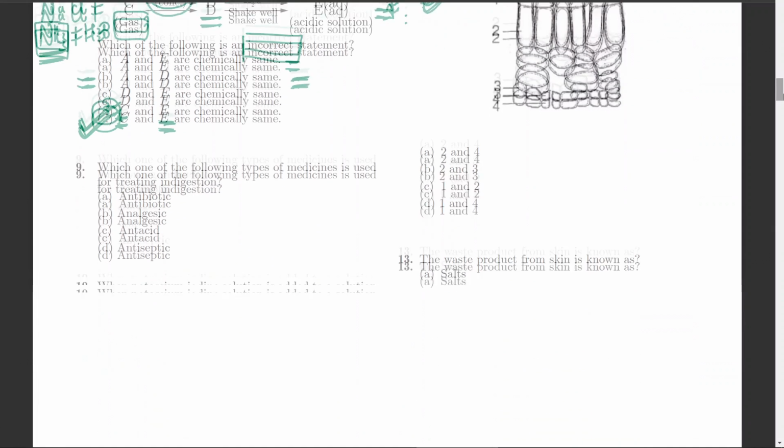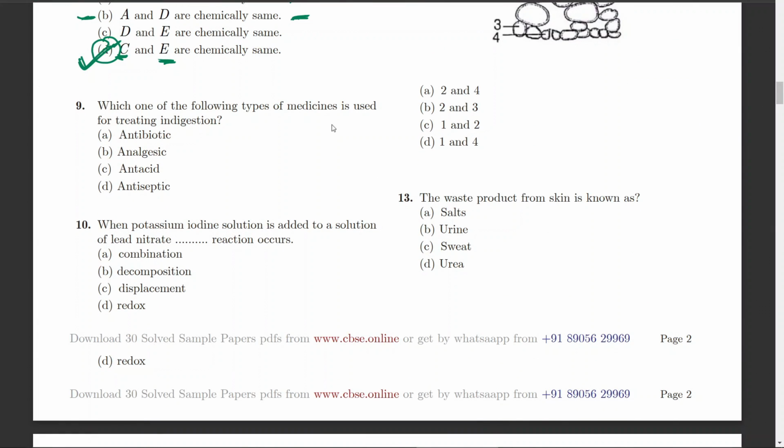Now coming to question number 9. Which of the following types of medicine is used for treating indigestion? Antibiotics, analgesics, antacids and antiseptics. So as we already know, indigestion happens because of the excess of acid in our stomach, right? In order to cure the acid, we take bases and the reaction between acid and bases takes place, which is called neutralization reaction, and then we get the relief, right? And bases are also known as antacids, right? So the correct option is antacids.